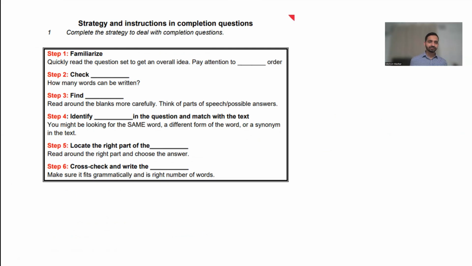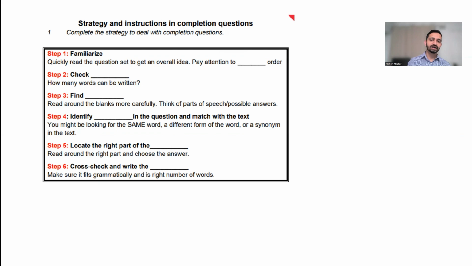All right, let's do this activity: strategies and instructions in completing questions. Complete the strategy to deal with completion questions. What are you going to do? Step number 1, you're going to familiarize yourself. Do this activity on your own again. Quickly read the question set to get an overall idea. Pay attention to the order, okay? Check how many words can be written. Step 3, read around the blanks more carefully. Think of part of speech and possible answers.